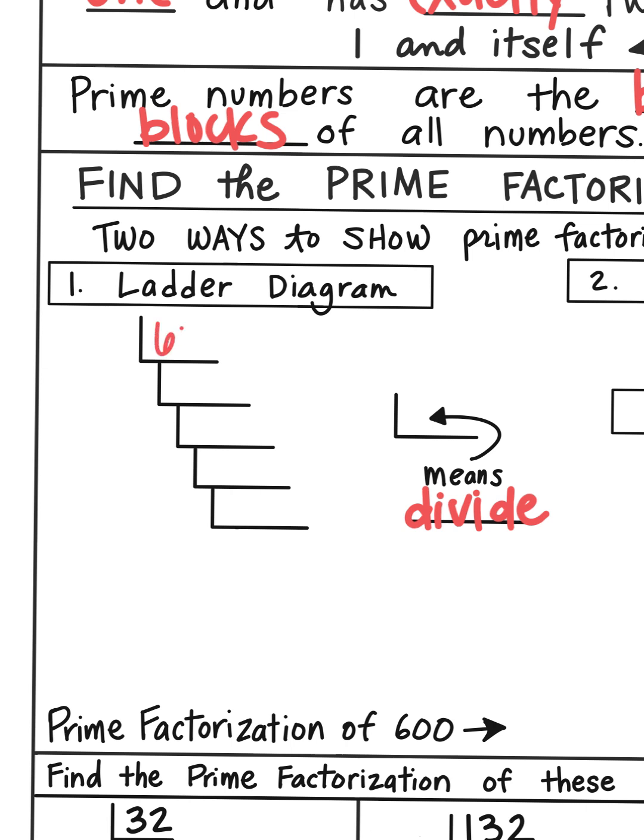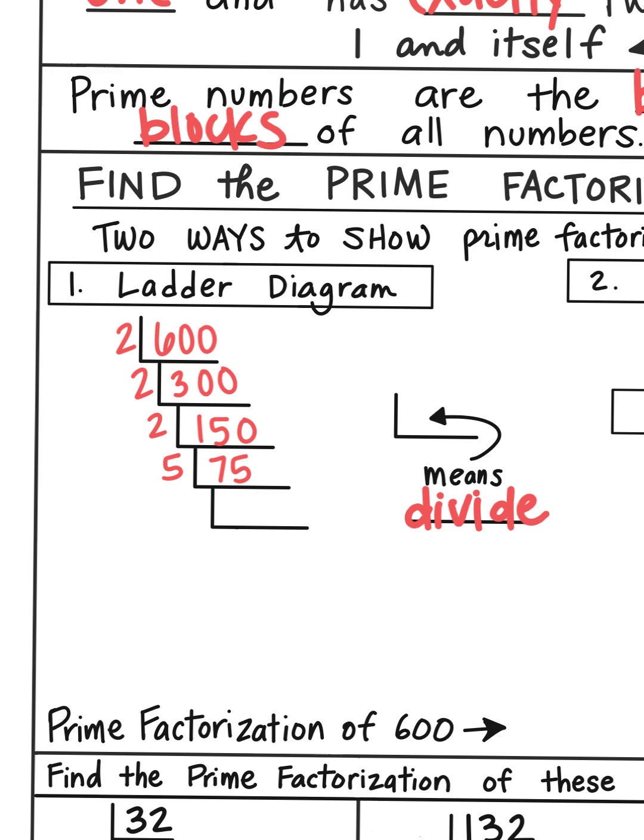So I'm going to put 600 inside my upside down division box. 600 is an even number, so I'm going to divide it by 2. When I do that, I'm left with 300. That's still even, so I'm going to divide it by 2 again, which is 150. Divide that by 2 again, I have 75. This time I can't divide by 2, but what could I divide by? 3 or 5.